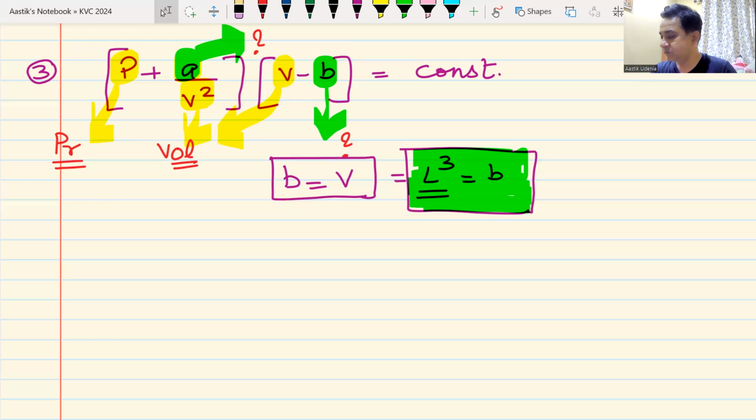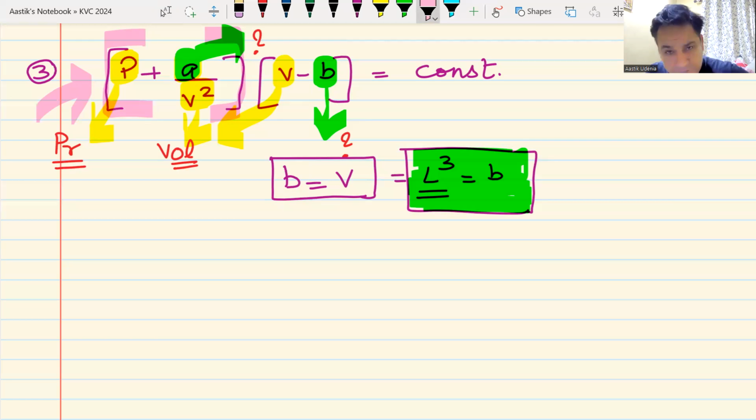ML^5T^-2. Wow, I got an answer, but I'm more worried and more concerned about how you got that answer. So can you tell me, beta, how did you get this answer? That's my primary concern. How did you get the dimension of A from this part, the part which I have put in pink brackets?